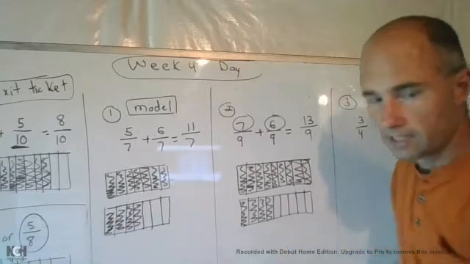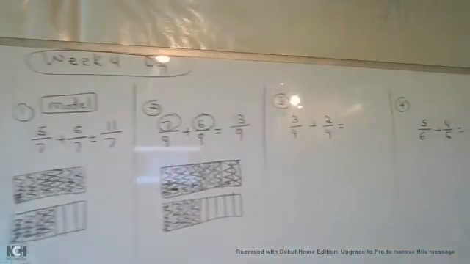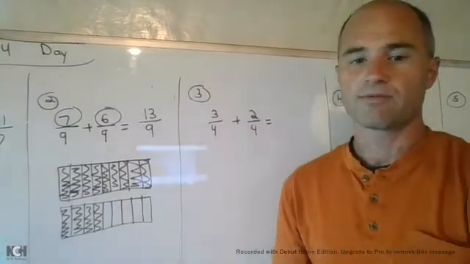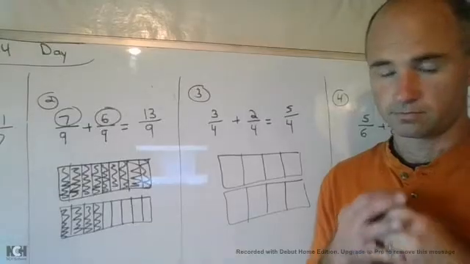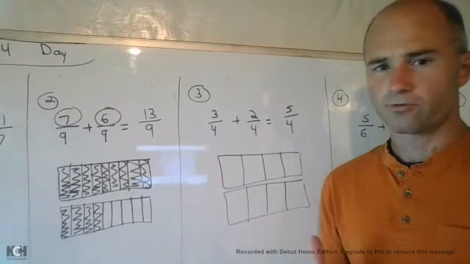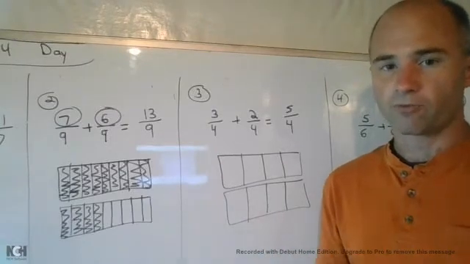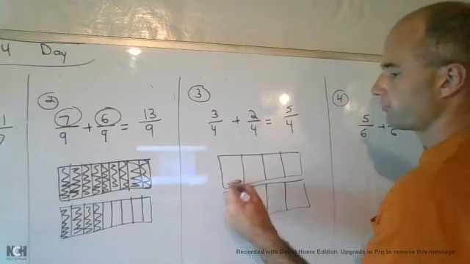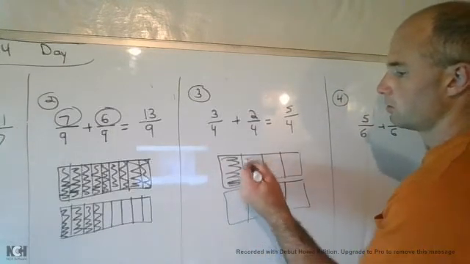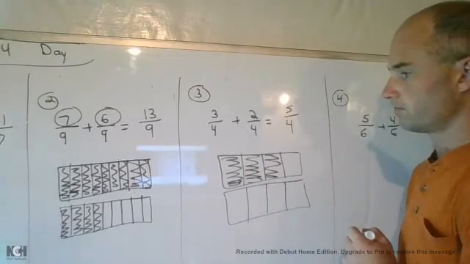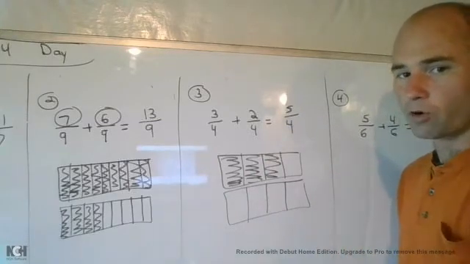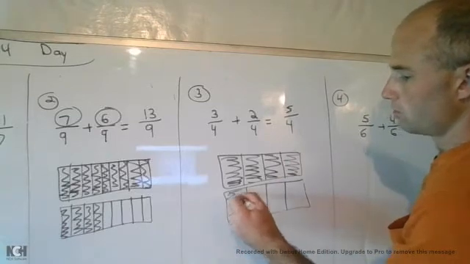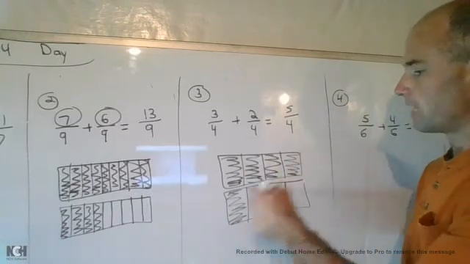Okay? Let's move on to number 3. 3/4 plus 2/4. Hit the pause button to solve this one now, please. 3/4 plus 2/4 gives you 5/4. Let's prove it. Here's my 3/4. 1, 2, 3. Now we're adding 2 more to it. 1, 2. 5 of them are shaded in.